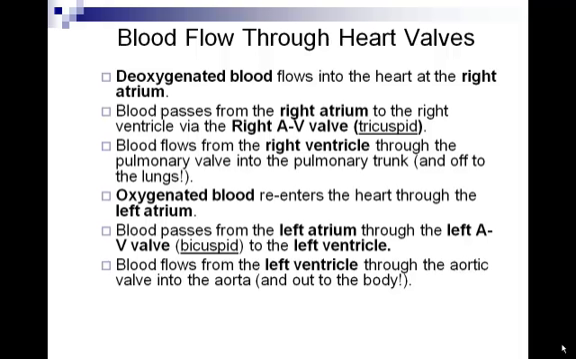Oxygenated blood re-enters the heart through the left atrium. So we have to get from the left atrium to the left ventricle, and it has to pass through the left atrioventricular valve, the left AV valve. Another name for this is the bicuspid valve or the mitral valve, and this sends blood into the left ventricle. Then blood is forced out of the left ventricle through the aortic valve into the aorta and out into the body. And all this is designed for one-way movement of blood.